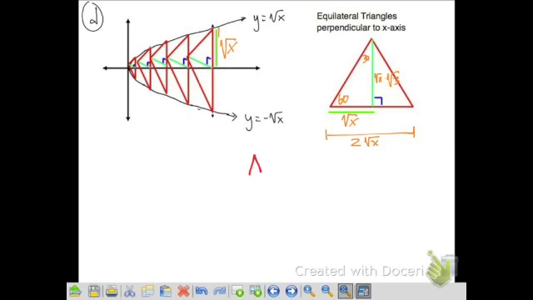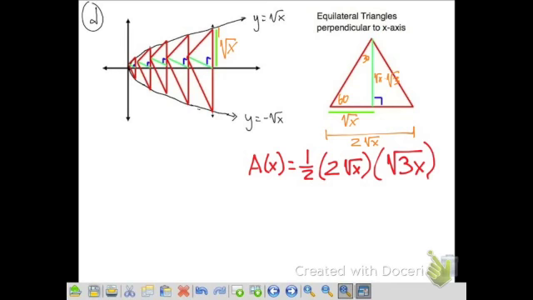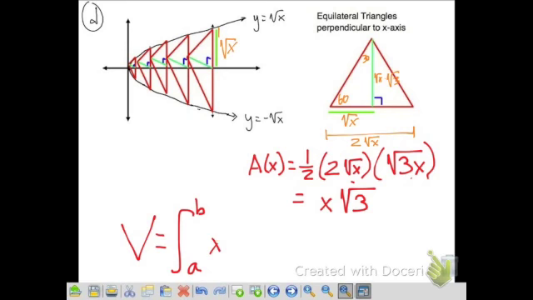So my area, with respect to x, this time it's a triangle, so 1/2 the base, 2 square root of x, times the height, the square root of 3x. We can simplify that. These x's will be able to come out, the 2's cancel out, leaving us with x square root of 3. Our integral then to find the volume will be whatever our limits of integration are, the area of a cross section with respect to x dx.